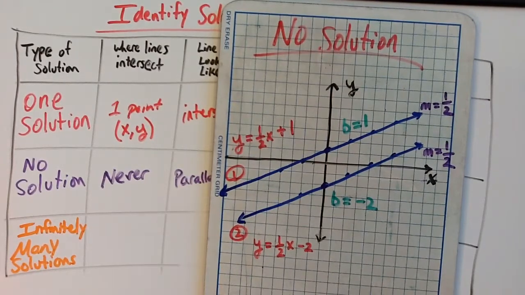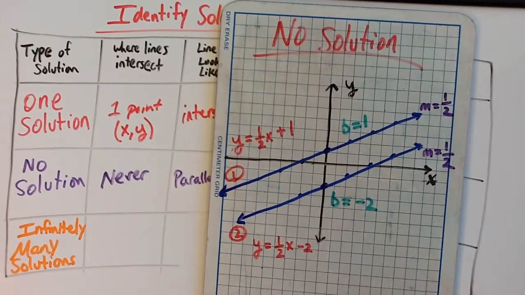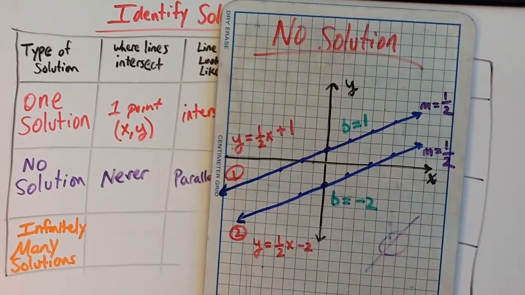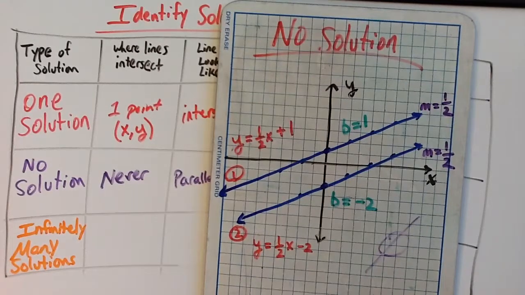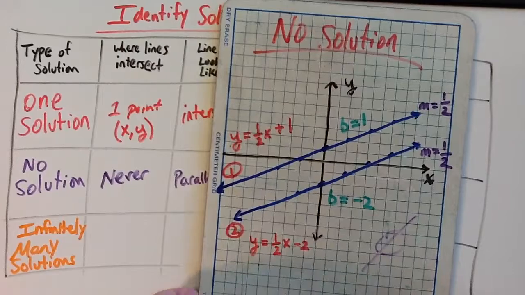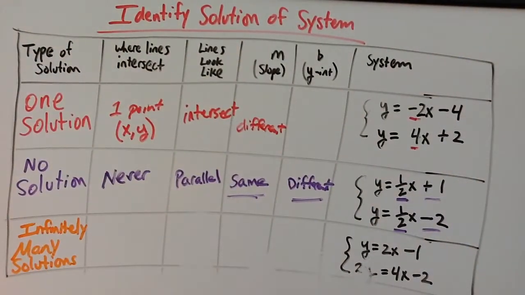And because they never cross, because they never intersect, there is no solution. There is no solution to the system. You might sometimes see it as a 0 with a diagonal line through the 0, meaning there is no solution to the system. There is no x-y ordered pair that satisfies either equation. So we can have one solution to the system, we can have no solutions to the system. The third possible result could be infinitely many solutions.